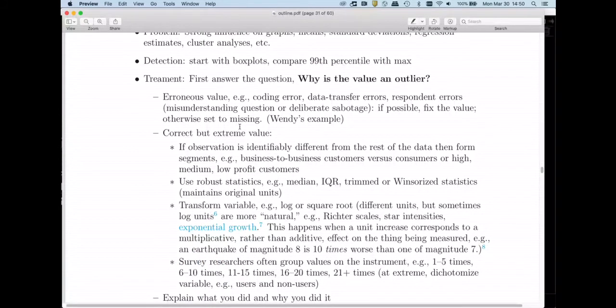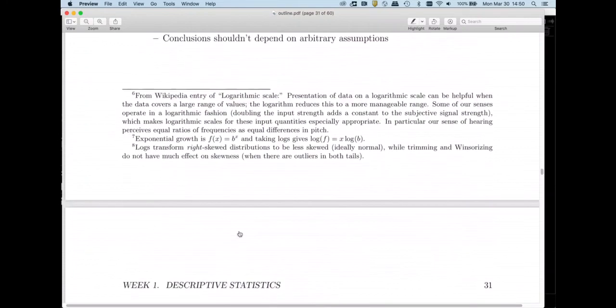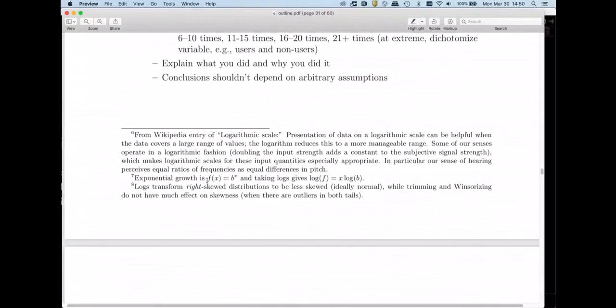When should you take logs? Well, in some instances, log units are more natural. So there are many scales that get used across many different fields. So for example, the Richter scale measures damage from an earthquake, and that is really a log scale. If you've done any astronomy, star intensities are also measured on log scales. Basically, anytime you have exponential growth, you're much better off using a log scale. I just put a little bit about exponential growth. Here's exponential growth. When you log it, you get a linear scale.